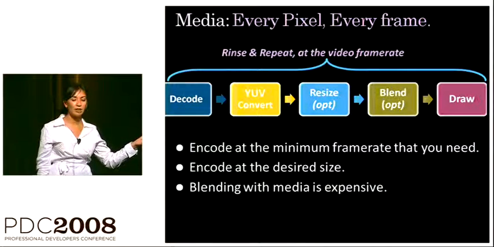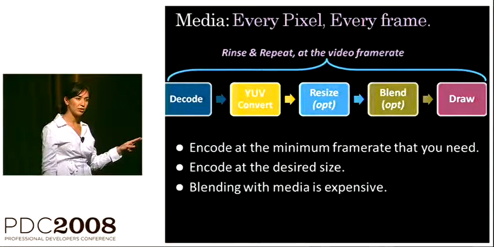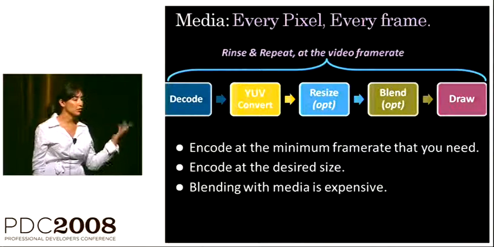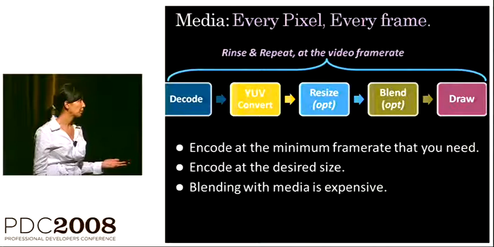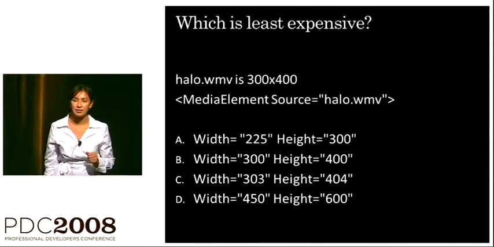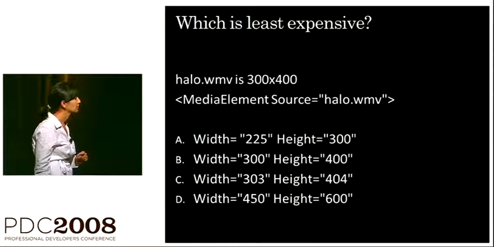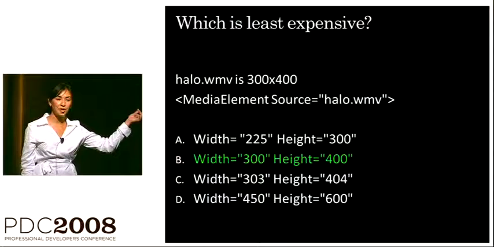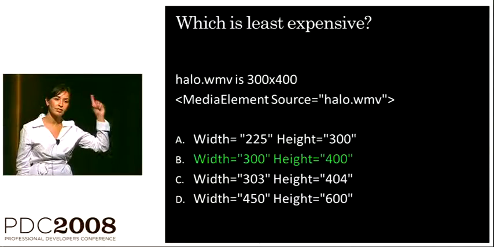Encode at your desired size. The resizing is an optional step. And of course, blending is expensive because it's just an additional step that is unnecessary. So what is the least expensive? It would be to actually go through and display your video at its natural size.